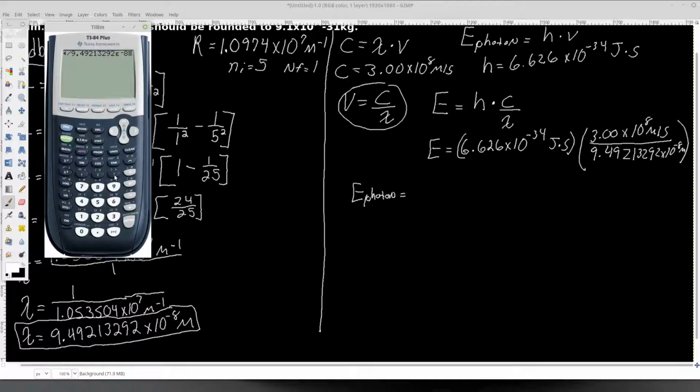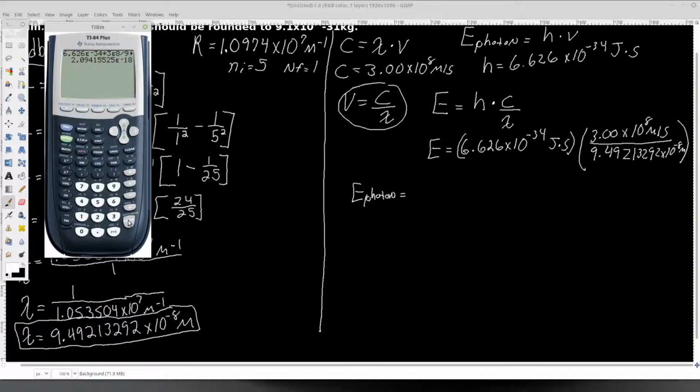Alright, so I'm going to make sure to close my parentheses. No, I didn't even open any, did I? I probably won't need any there. No, I won't. Alright, press enter. Alright, so finally I get that beautiful, beautiful number, that 2.09.